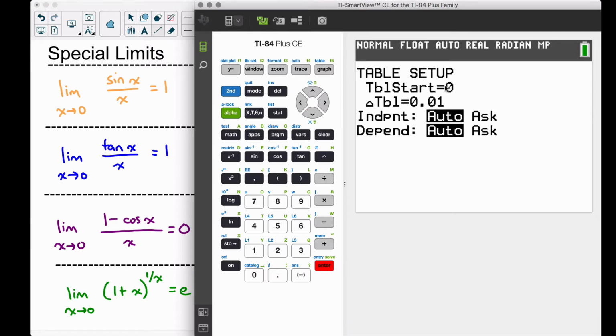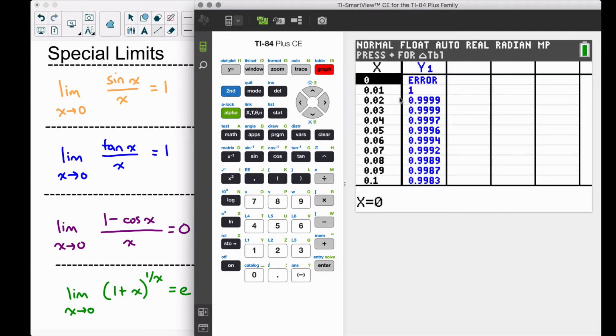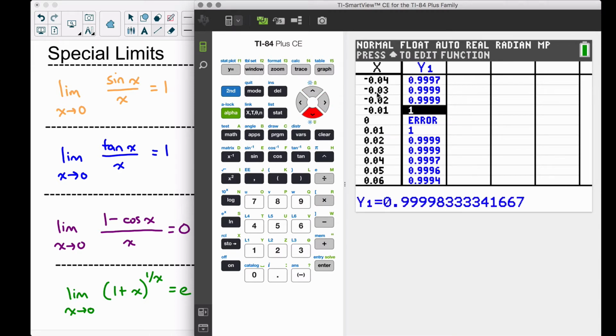Now what this is going to do, this is going to start our table. If we press second and graph, we're on our table, and what I want you to notice is that as we get close to this 0 value, whether we're coming in from the left-hand side, that's negative values, or the right-hand side, look at these decimals here. They're getting really close to 1. As a matter of fact, on the TI-84, we get so close to 1 here that it shows 1, but I do hope that you notice it's not technically equal to 1 yet. It's really close to 1, but then when we come and hit 0, notice we do have that error. We have that hole in the graph.